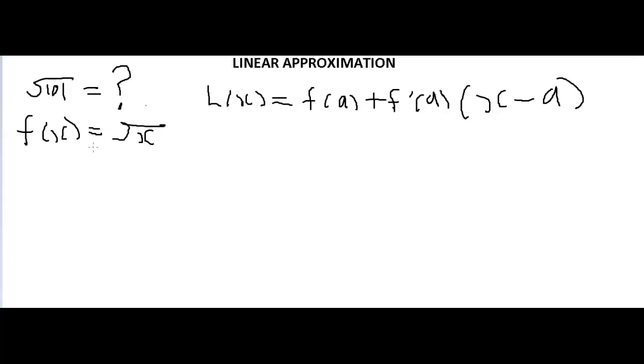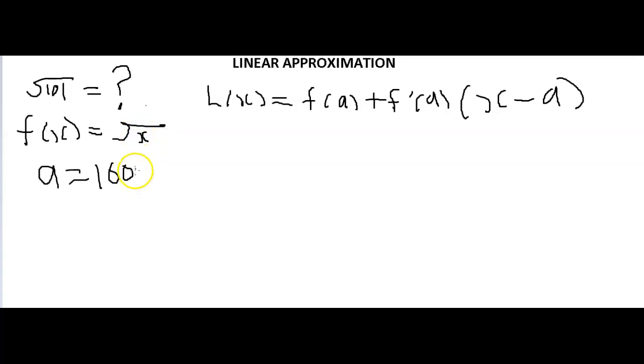But now we need something else, which is a. So how do you get a? A is the number closest to this that you know of. I know what the square root of 100 is. So what is a? A will be 100. It won't be the square root of 100, it'll just be 100. So a is equal to 100.